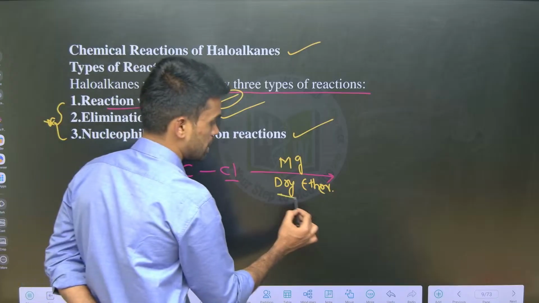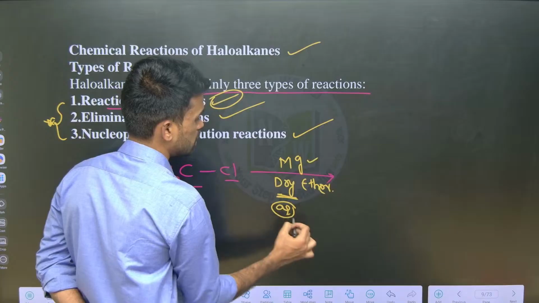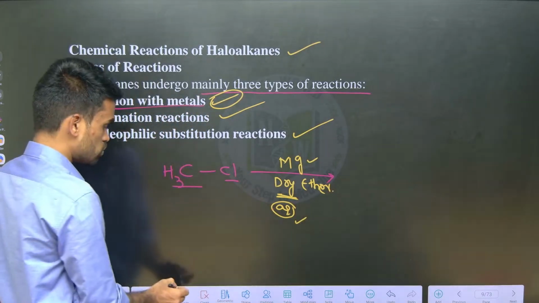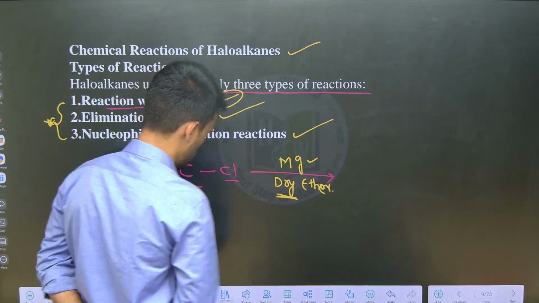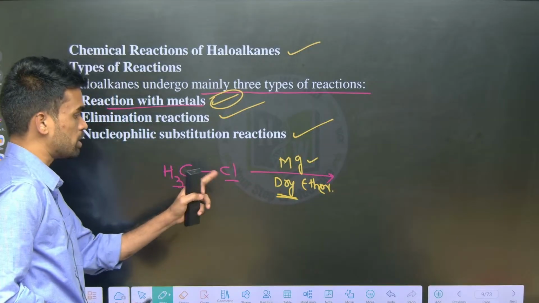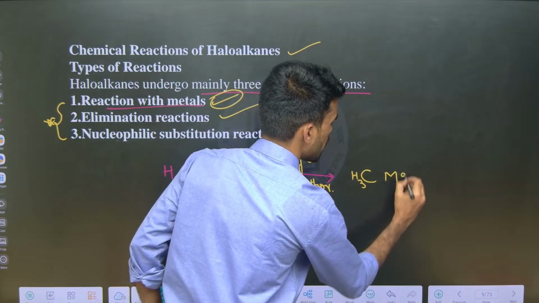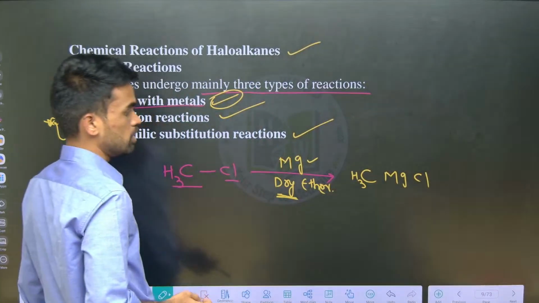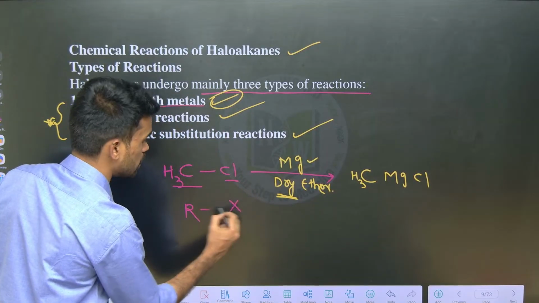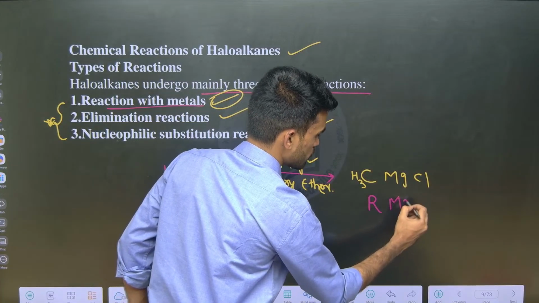So only dry ether, not wet conditions. If you use any wet condition here, if any aqueous medium is present, magnesium will react with this aqueous medium only, it will not react with this substrate, okay. So that's why we need to use dry conditions here. Now what happens? The magnesium will be inserted between carbon and chlorine, so that you will get methyl magnesium chloride, okay. This is something like an alkyl group and one halide. So you got alkyl magnesium halide, okay.